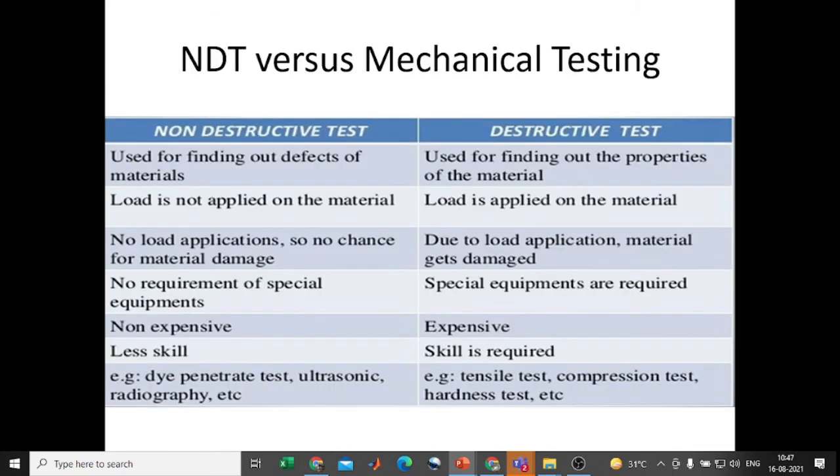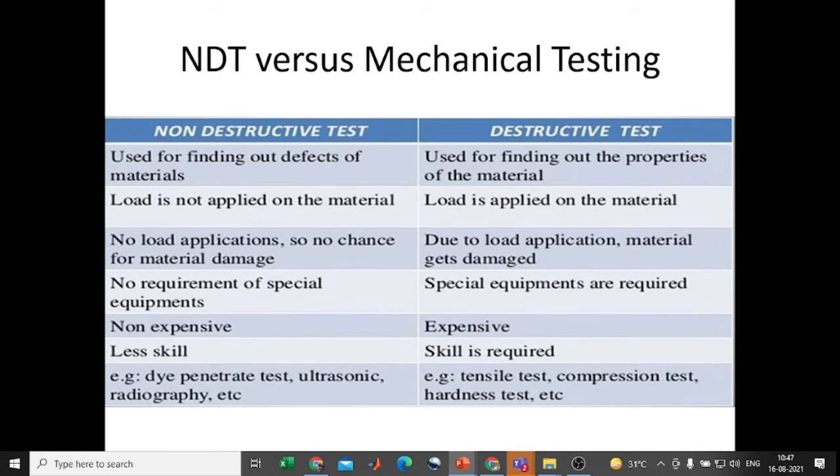After that, now you are aware of what destructive testing is and what non-destructive testing is. So we should discuss the difference between destructive testing and non-destructive testing. Here you see non-destructive testing in the first column and destructive testing in the second column. Non-destructive testing is used for finding out the defects of materials. Destructive testing is used for finding out the properties of the material.